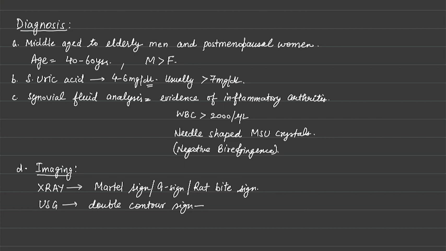Let us see. First of all, you will see a middle-aged to elderly man and a post-menopausal woman. Right? It is a disease of the elderly. It is a disease of individuals after 40 to 50 years of age. So age will be 40 to 60 years. Most of the patients present in this age group, and males are more commonly involved. Although the ratio is not very high, males are more commonly involved than females.